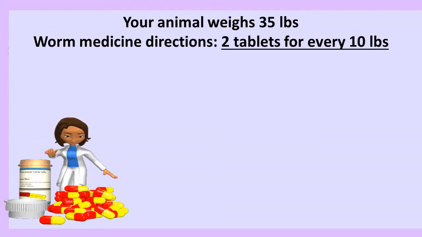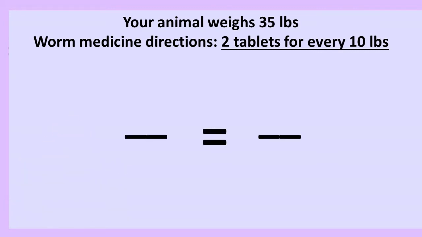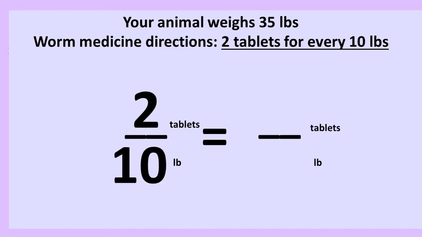Now let's lay out the calculation. The line in the fraction can be considered the same as the word per. We're going to label it. Remember to keep like comparisons on the same level. On one side, you have 2 tablets per 10 pounds. You need to know how many per 35 pounds.